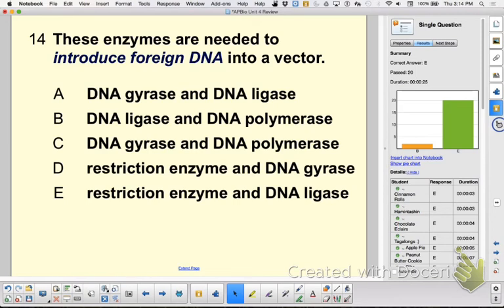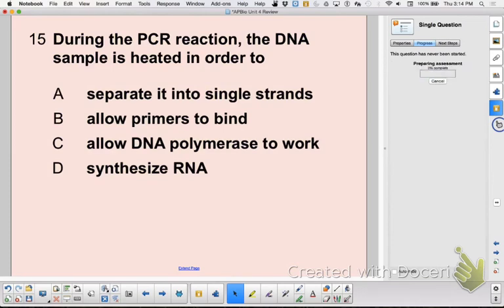Okay. So if I want to introduce a gene, I just need to be able to cut and tape. Why would I need DNA polymerase? To copy. I'm not talking about that, right? I'm just introducing a foreign gene. So I don't need any DNA polymerase.